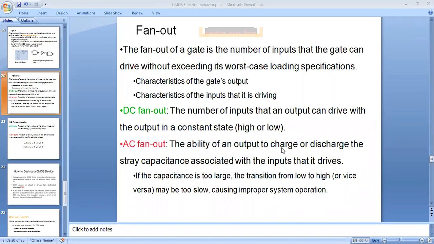What is meant by DC fan out? The number of inputs that an output can drive with the output in a constant state, that is either high state or low state. What is AC fan out?